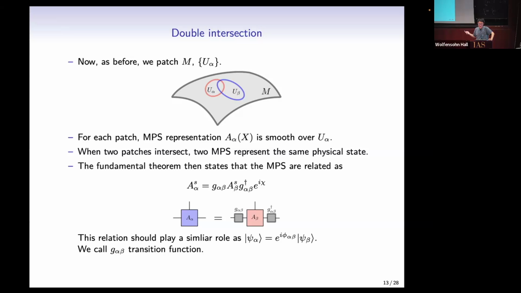I was anticipating that I may not be able to make a smooth choice for A alpha of x, A of x, but for the smooth patch, if I make the patch small enough, within that patch I can make the MPS matrix change smoothly within that patch, and that's the only assumption I'm making.